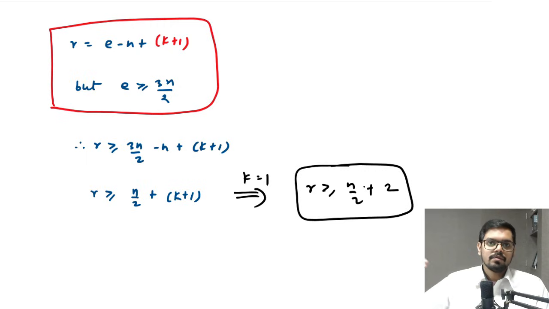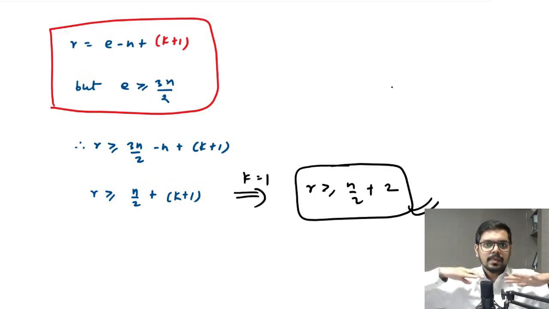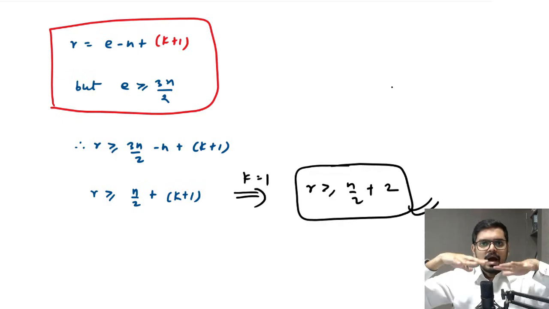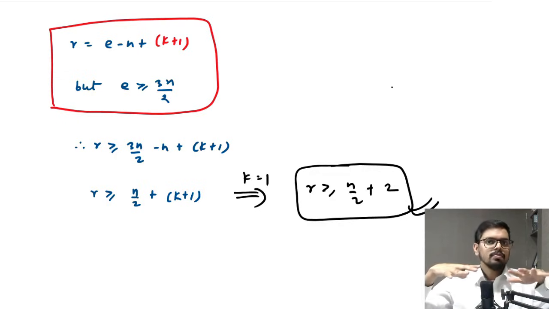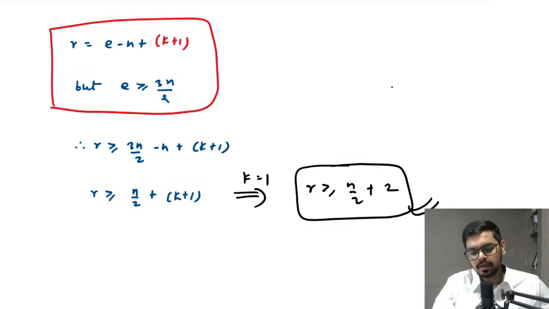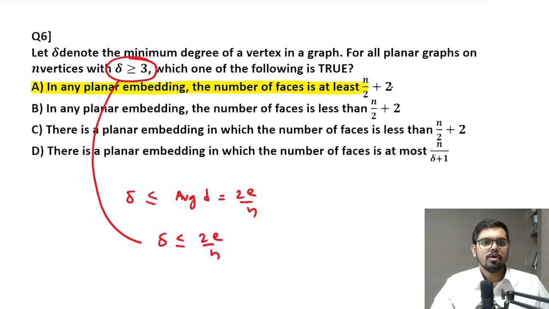So substitute k is 1, I am getting this thing. If you have disconnected components, surely the r value will be greater. And what this is saying is, this is the minimum number of regions you can expect, n by 2 plus 2. If it is connected, this is the minimum. If it is disconnected, more values will come. But r minimum is n by 2 plus 2. That's what it is saying. Now you can have connected also, disconnected also, anything, but the minimum will be this thing only. Understood? So therefore option A is correct.